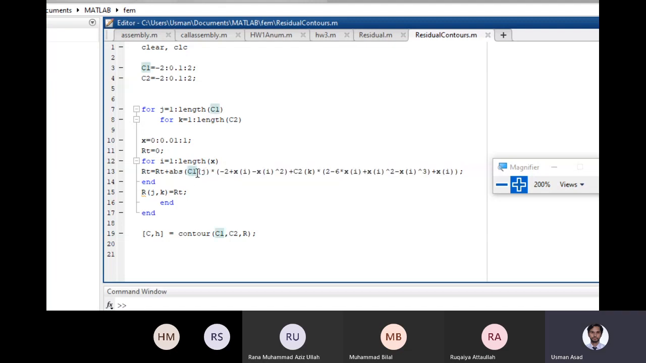ठीक है, ये क्या रीड कर रहा है? This is reading c1 into -2 plus x minus x square plus c2 into 2 minus 6x plus x square minus x cube plus x. So this whole thing is my residual for सबसे पहले the first point in x, then the second point in x, all the way to all of the points in x. So ये integration ही practically हो रही है, ठीक है? And I'm using the absolute value.